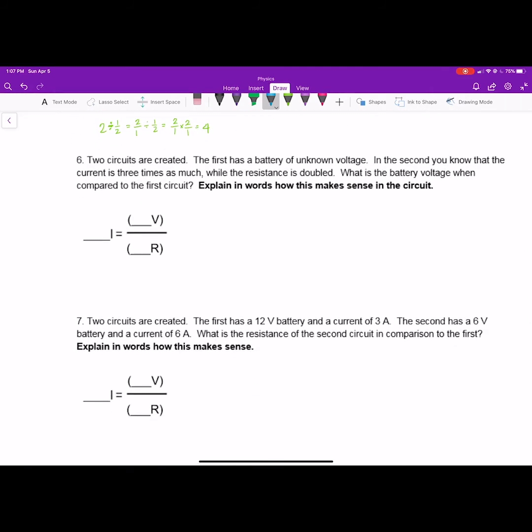All right, so now we have 2 circuits created, and the first battery has an unknown voltage, so we don't know what the voltage is. And in the second, you know that the current is 3 times as much, while the resistance is doubled. So we're going to need to find out what the volts was. Mathematically, we have a number divided by 2 will equal 3. If we did the algebra on this, we'll know that 6 is equal to x. So this will be 6 times as much.